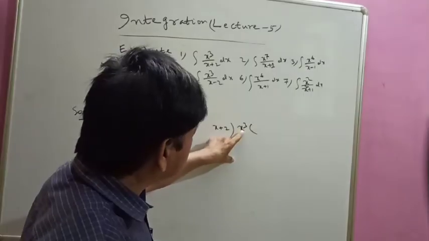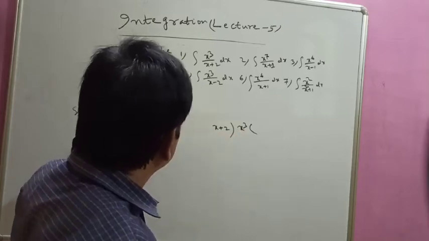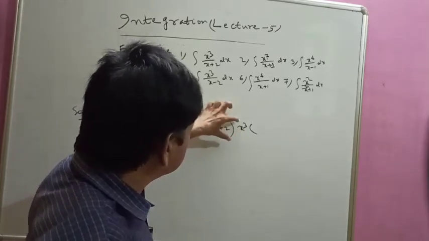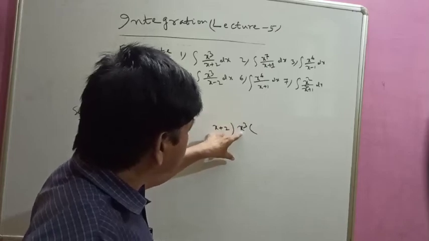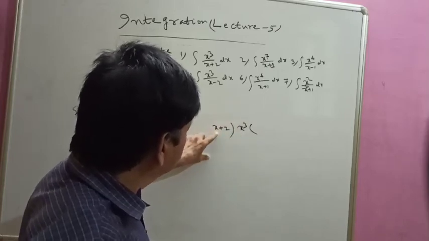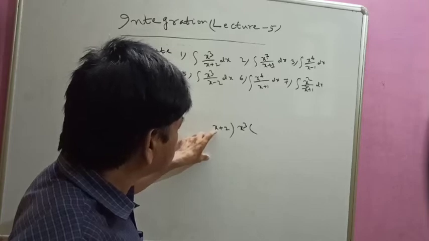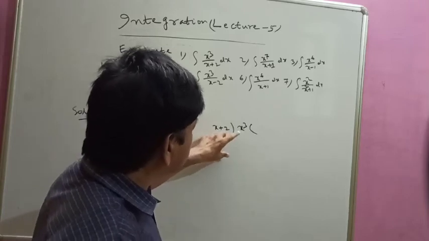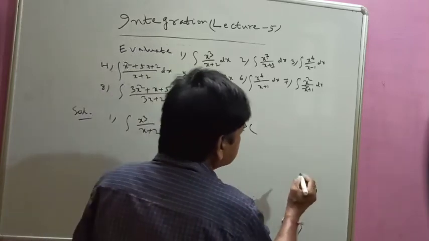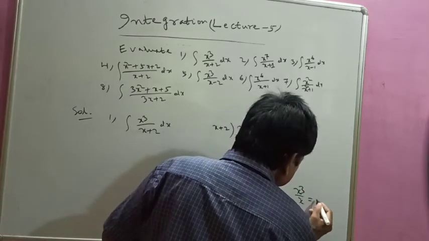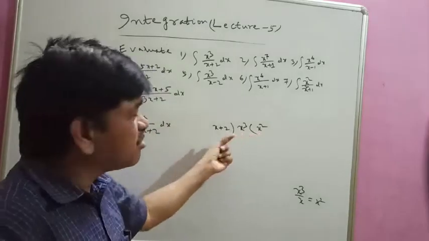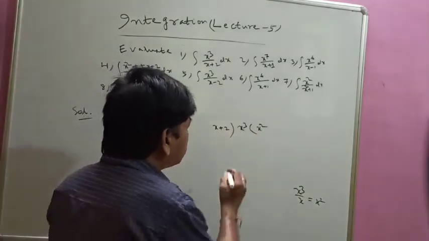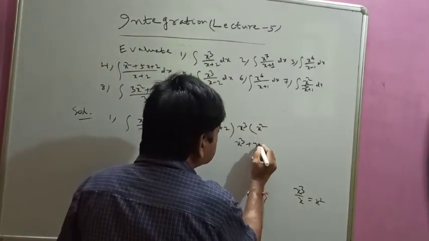Here the numerator is the dividend and the denominator is the divisor. What is the highest degree of the dividend? It is 3. The highest degree of the divisor is x, which is 1. So this highest degree term divided by this highest degree term, x cube by x, will be x square. Write x square here. Then multiply this x square here. If you multiply, this becomes x cube plus 2x square.